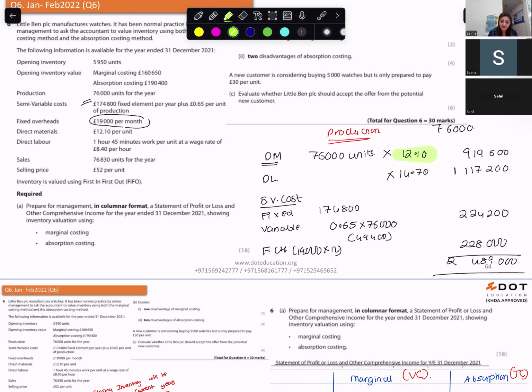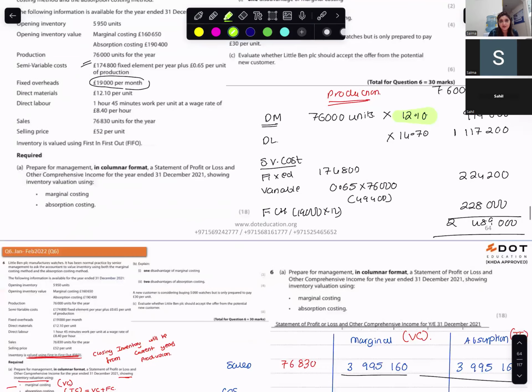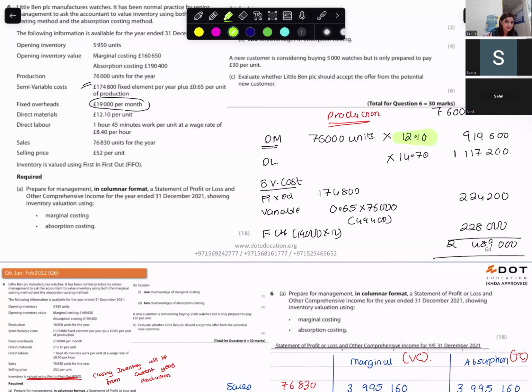Closing inventory is 5,120 units. So if you have per unit available, you can give per unit, right? Okay, give me the variable cost per unit.